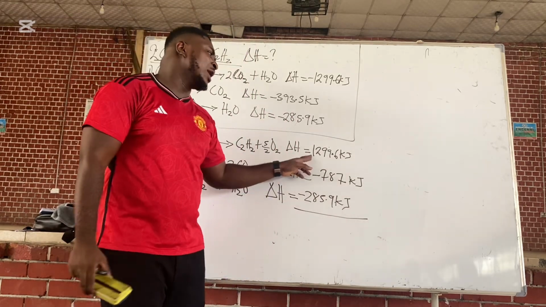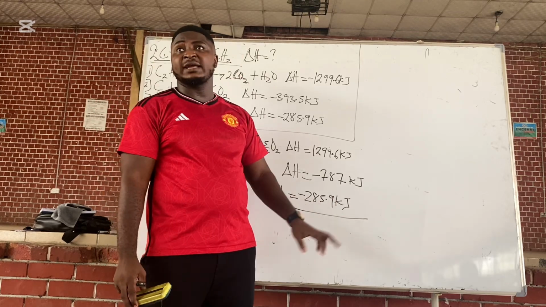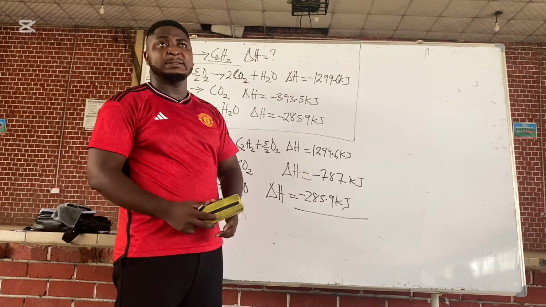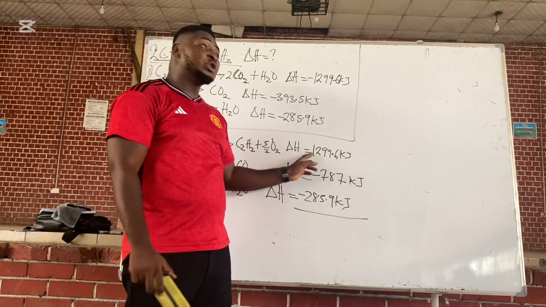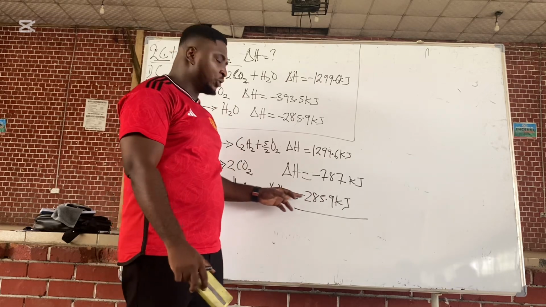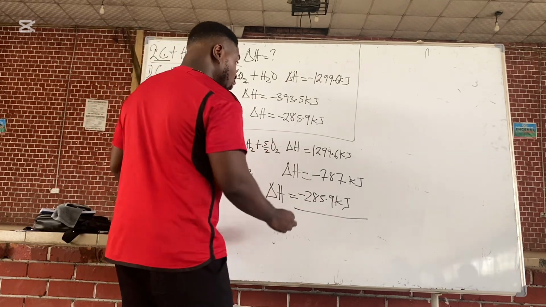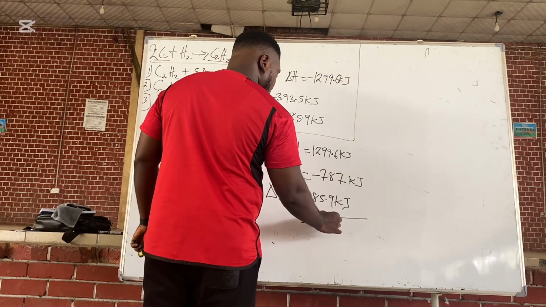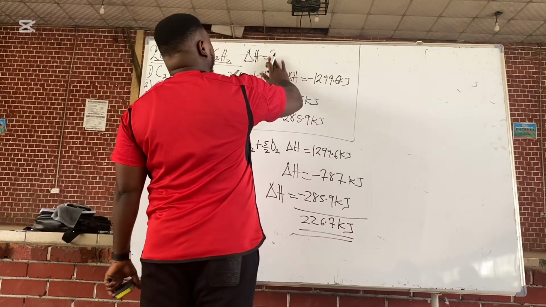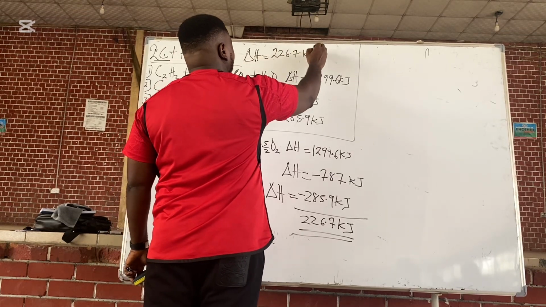Someone should help me. What is 1299.6 minus 787 minus 285.9? It will give me the enthalpy change of this equation. 1299.6 minus 787 minus 285.9 gives 226.7 kilojoules. This is the enthalpy change of this particular equation.